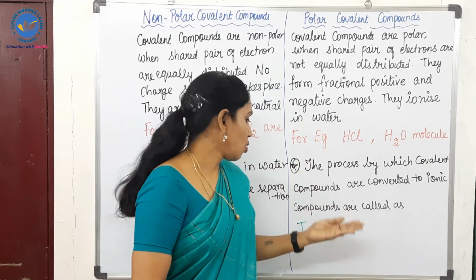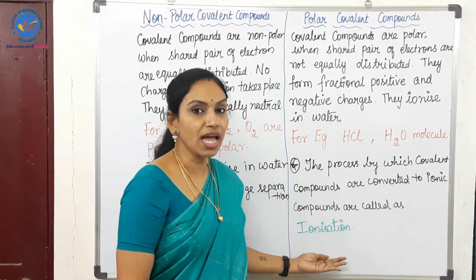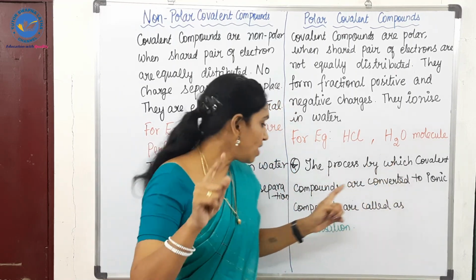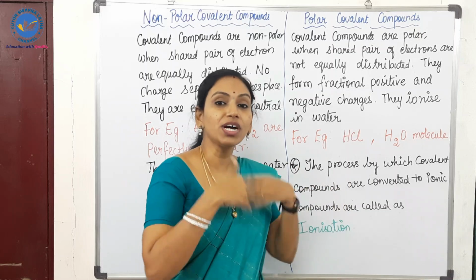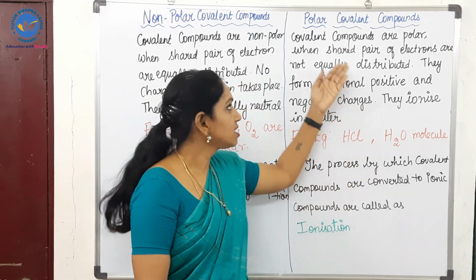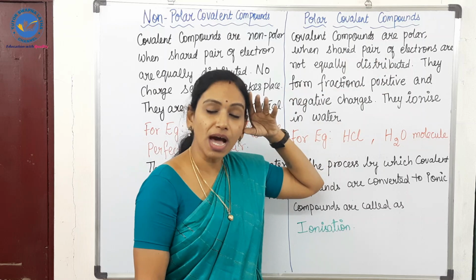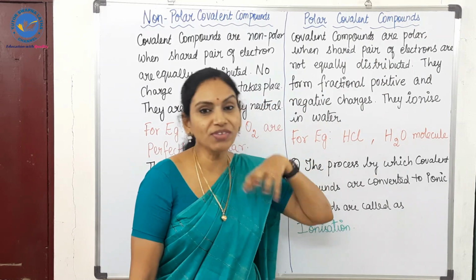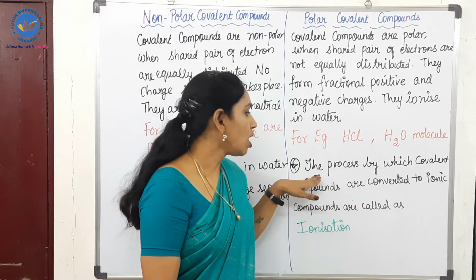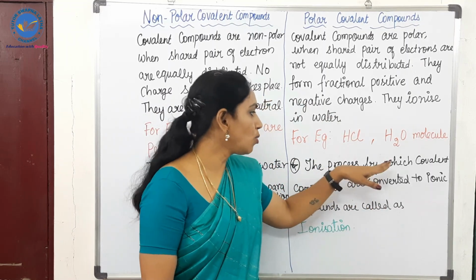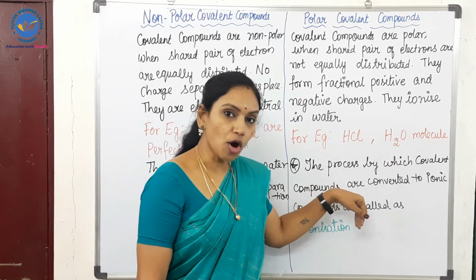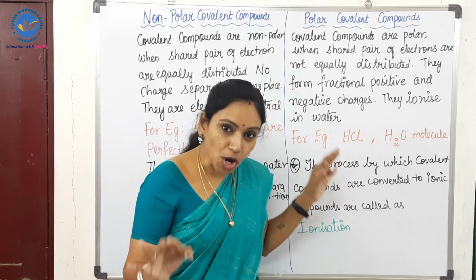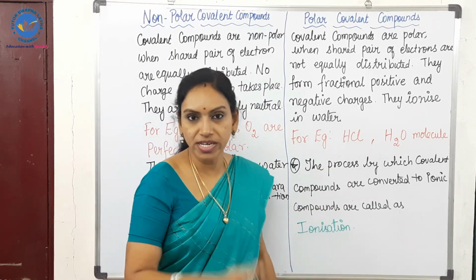Next, one more important definition called ionization. The process by which covalent compounds are converted to ionic compounds. See, here I am telling you the covalent molecules are becoming polar. They are getting converted to fractional positive and fractional negative. So when in such a process the covalent molecules or compounds are converted to ionic compounds, that process is called ionization.